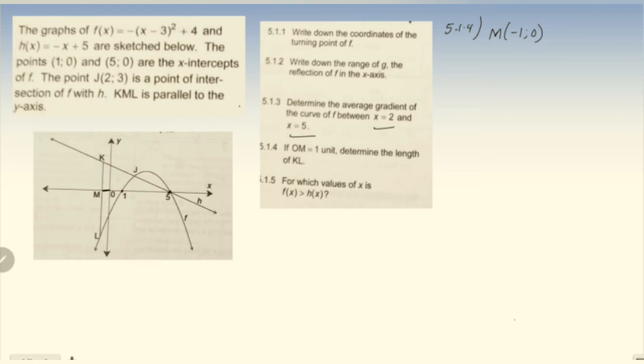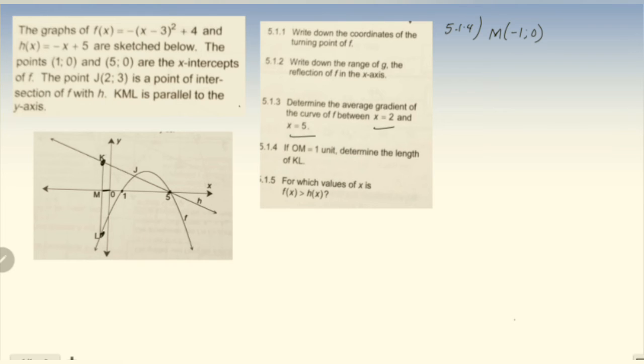Look at the line KL. Already it is given that KL is parallel to the y-axis. So KL is a vertical line. Vertical line's length, how do we calculate? Very easily we can calculate. That is the difference of the y values of the end points. What are the end points? K and L, starting point and finishing point. If you know the y values, just take their difference, just subtract. That is the length, isn't it? Because it's a vertical line.